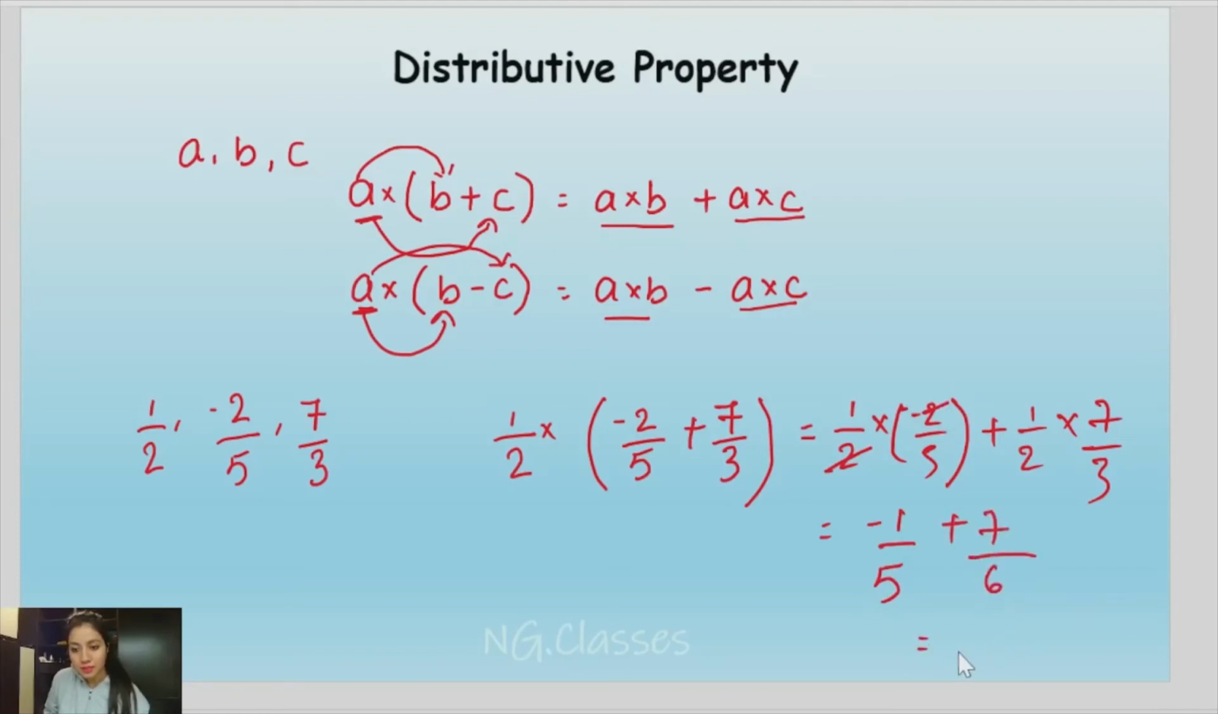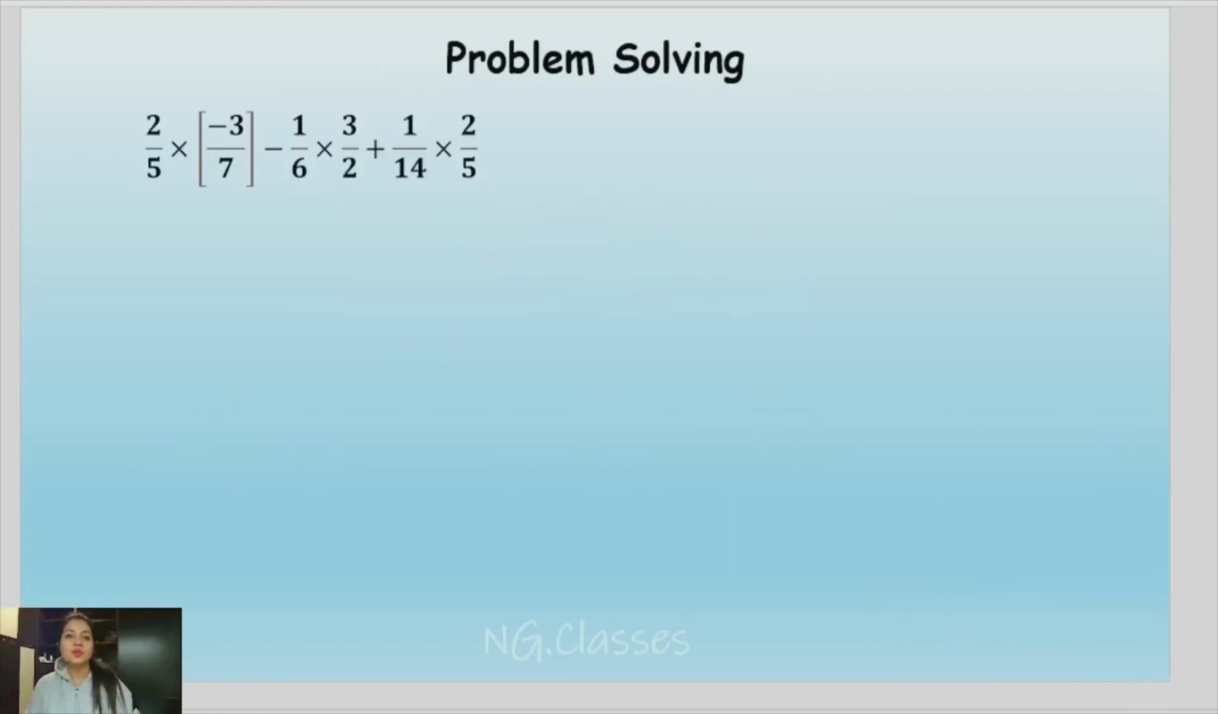So when we solve it, we'll get 30 minus 6 plus 35, which is 29 by 30. And now, problem solving time.